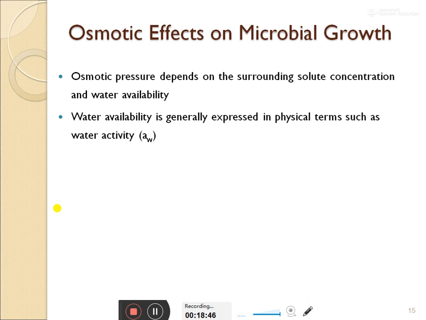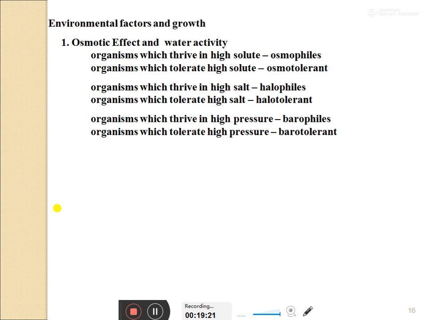We know that if the cells are exposed to hypertonic solutions, the cells will start to shrink, and if the cells are exposed to hypotonic solutions, then they will swell. Whatever the content is there, it will start to swell and the cell will burst. Similarly, the osmotic condition also has an impact on the survival of bacterial cells. So this is the osmotic effect and water activity on the microorganisms.